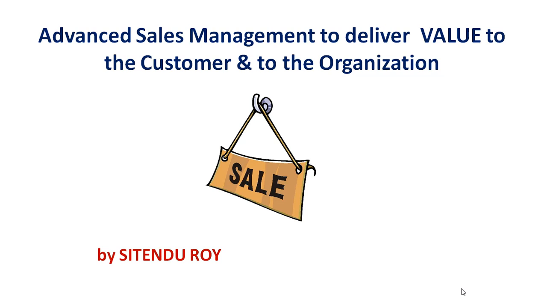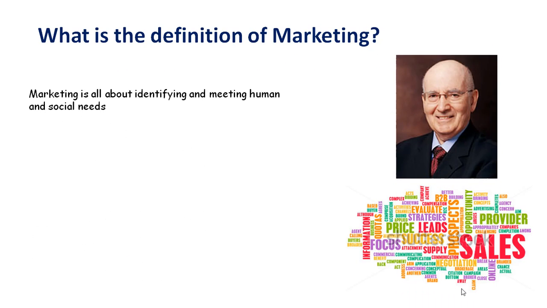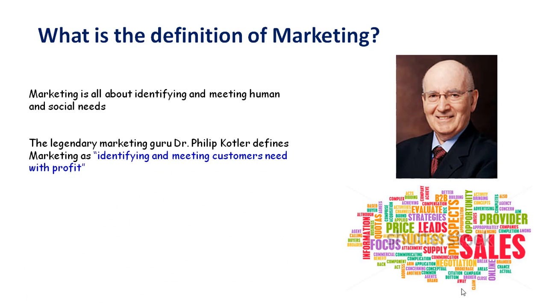But before that, I'd like to ask you, what do you understand by marketing? The definition of marketing, which we all probably know, is that marketing is all about identifying and meeting human and social needs. The legendary marketing guru Dr. Philip Kotler defined it simply as identifying and meeting customers' needs with profit.